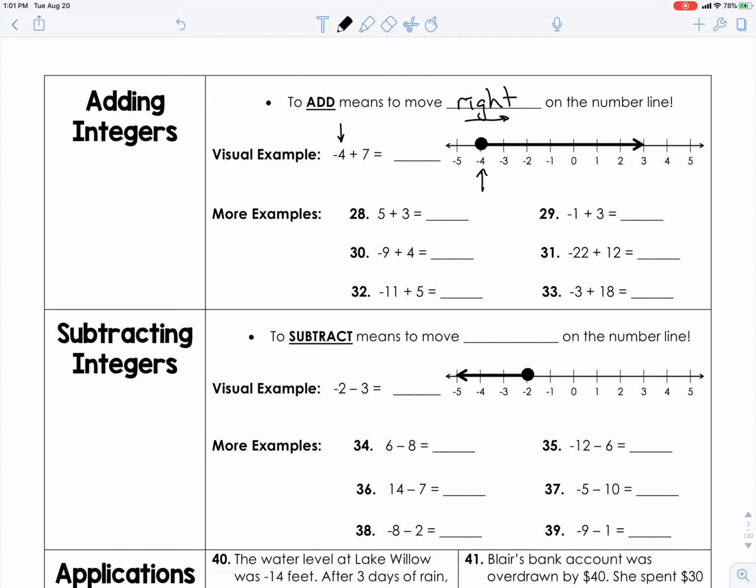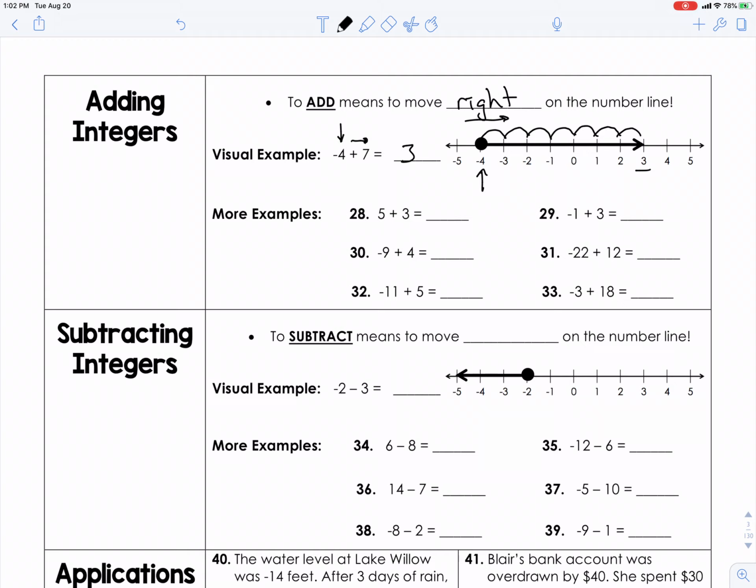That's the beginning point. Then we added 7, so we moved to the right 7. You don't have to draw these arrows, but if you want to, it might help you. So we're going to move to the right 7. We're adding 7, so we're moving to the right 7. 1, 2, 3, 4, 5, 6, 7. So that's how they got to 3. So that is our answer, 3.